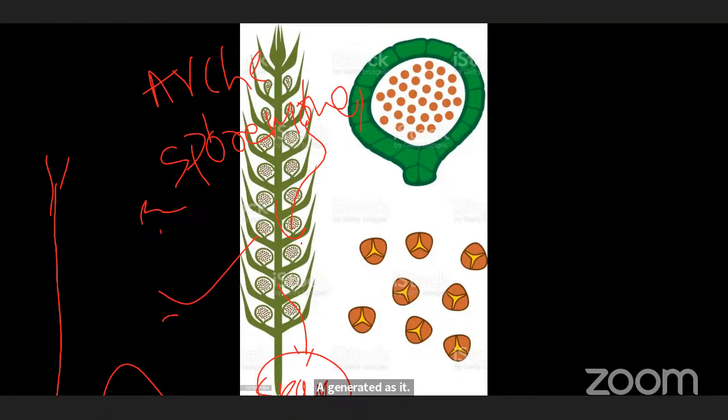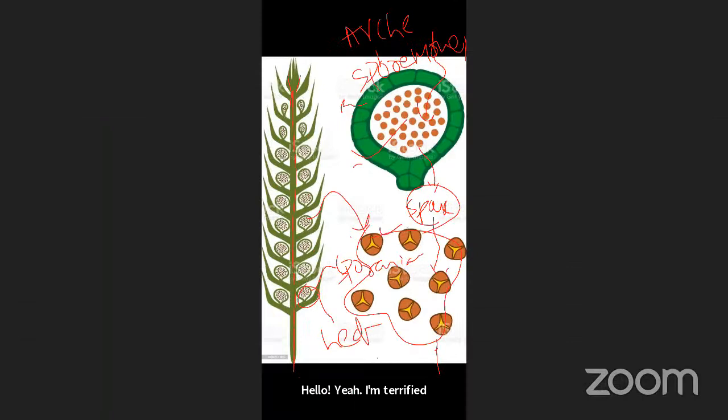How does the embryo develop first? Embryos develop by fertilization. Fertilization means the fusion of male and female gametes. Where are the male and female gametes produced? They are produced on the gametophyte. Then how does the gametophyte develop? By spore.